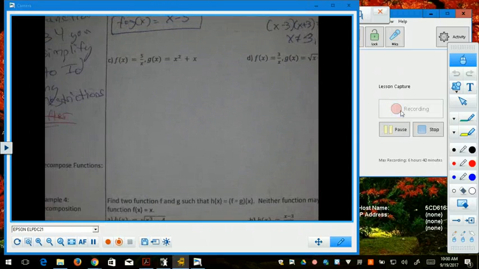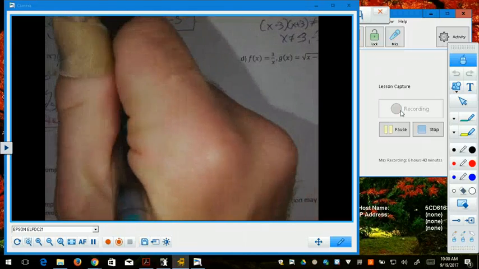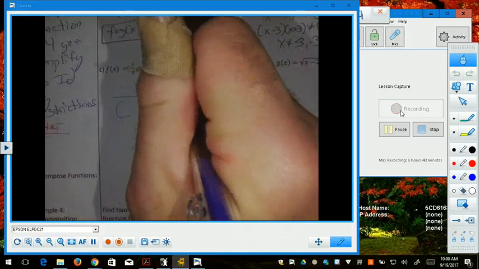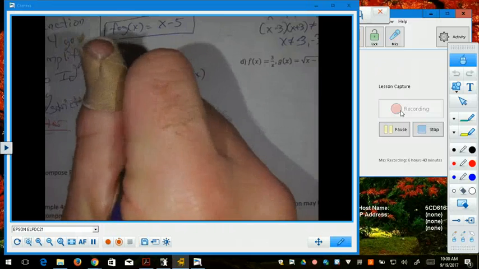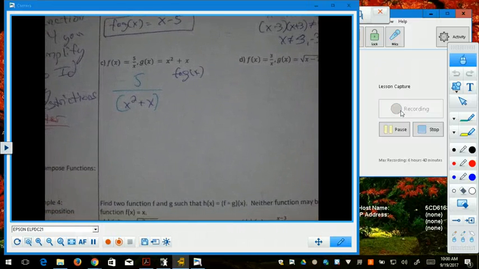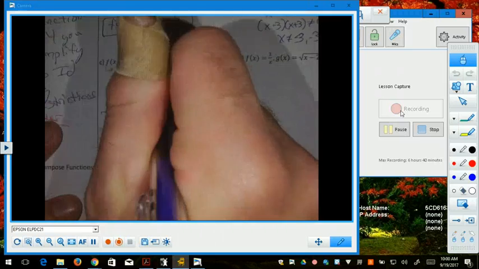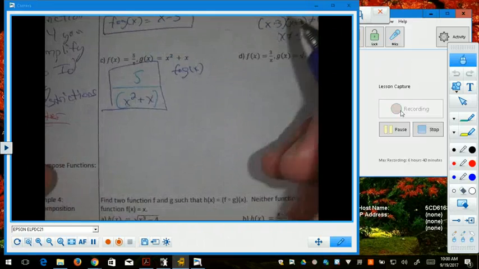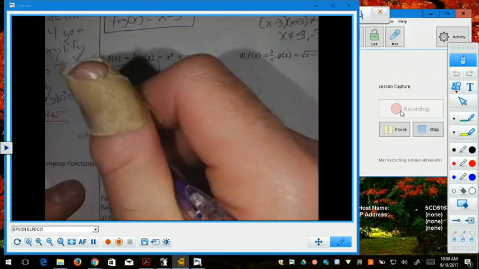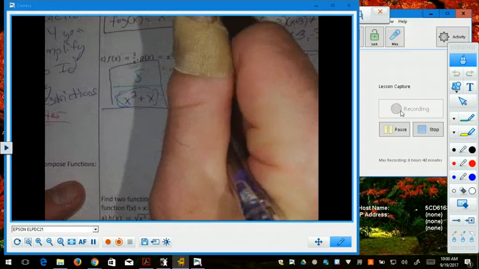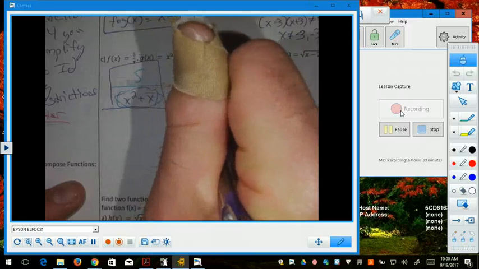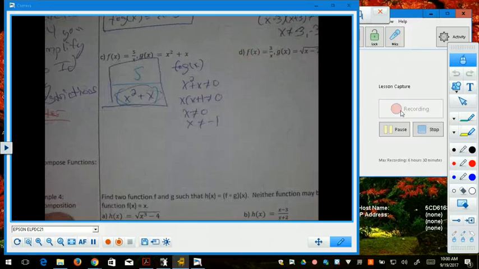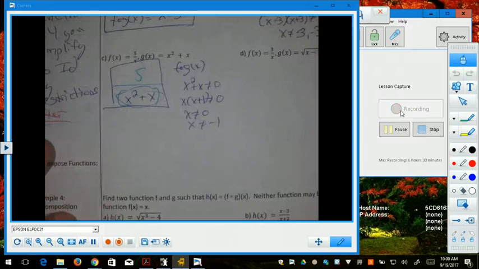All right, for letter C, you had 5 over x for f, and we're plugging g into it because we're supposed to be doing f of g of x. So this is x squared plus x. It doesn't reduce. I could try to factor, but there's no x's in the numerator, so I'm not even going to bother because I know it's not going to reduce. This is my final function. We didn't do any simplifying, but even if we were going to, even before we do, this denominator cannot equal 0. So x times x plus 1 cannot equal 0, which means x cannot equal 0, and x cannot equal negative 1, from those two factors being set equal to 0.